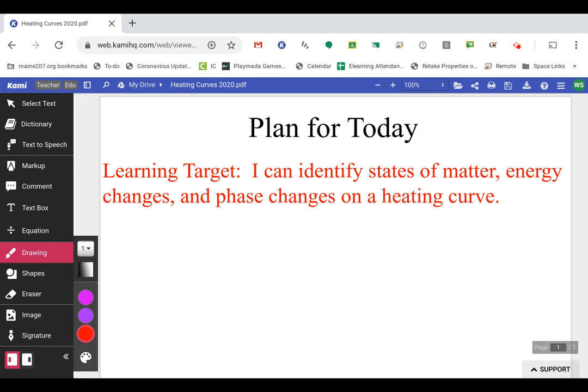So here's the thing. Heating curves are a way we keep track of phase changes from solids, liquids to gases, and what happens to the temperatures as we monitor them. So identifying what states of matter, what energy changes, and what phase changes are occurring on a heating curve. We're also going to potentially add cooling curves as well. Now, a cooling curve is literally a heating curve reversed, so just flipped over. We'll see that in a little bit.